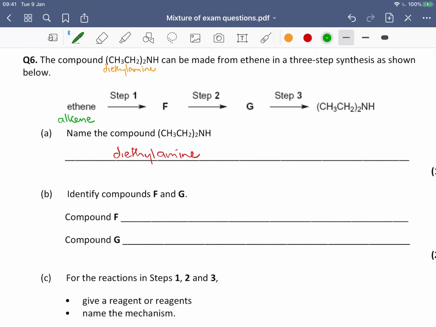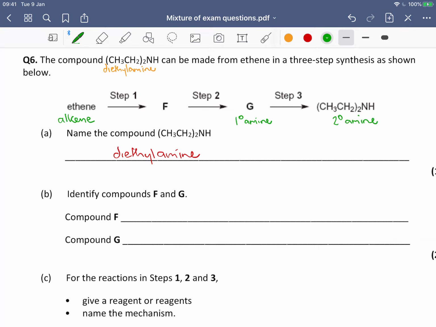If we look at the final thing, then we've got a secondary amine. And if we've made a secondary amine, then G has got to be a primary amine. Because if we've started with just ethene, we're going to make something with just 2 carbons, and then we're ending up with a nitrogen with 2 sets of 2 carbon alkyl chains attached to it. So I think that's got to be a secondary amine, so G has got to be a primary amine.